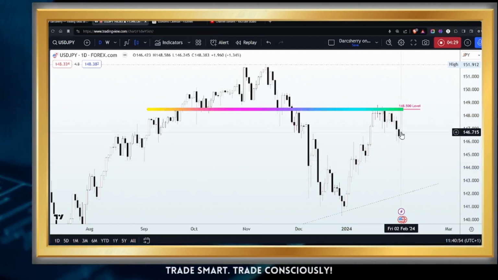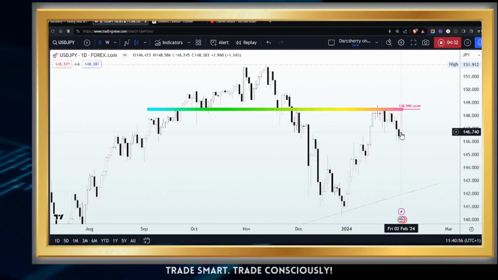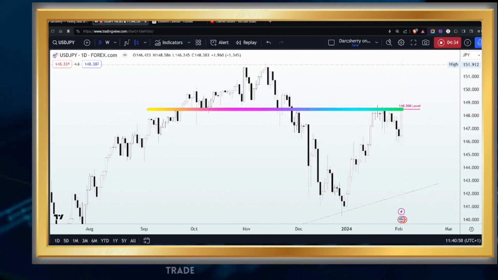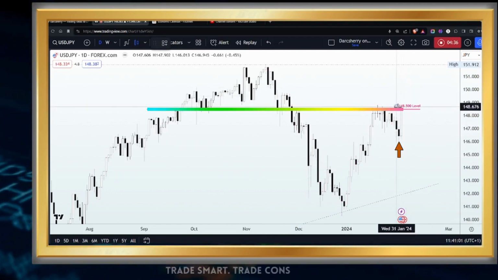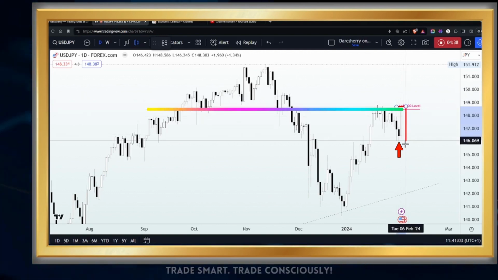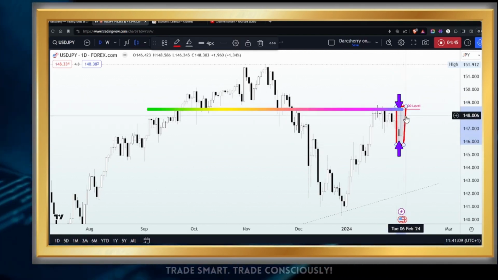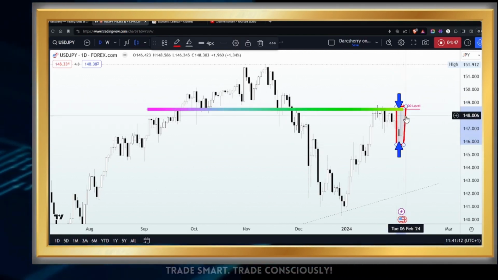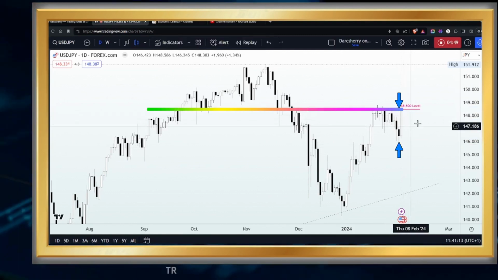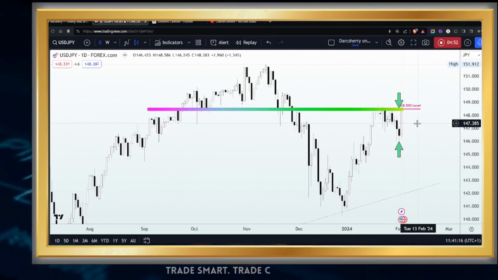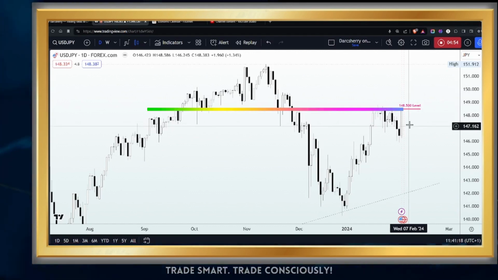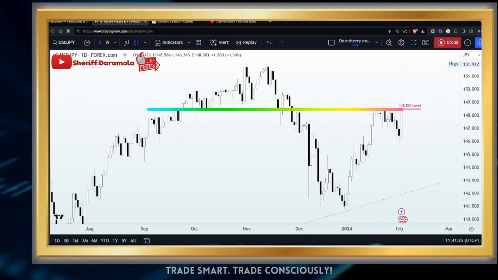However, what happened on Friday further emphasized that buyers are still present in this market, as you will see that engulfing candle right here on Friday, bringing price back to close around that key level at the 148.500. Now, you will agree with me that we are at a crucial juncture in this market. Depending on how market participants react to this price level will determine if we are going to be buying or selling this asset.